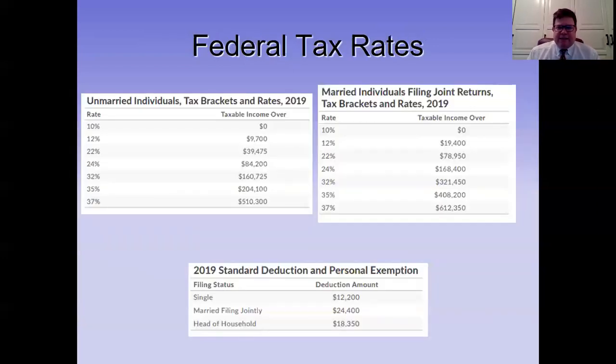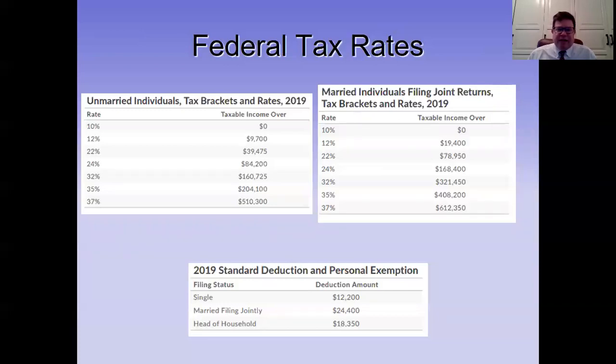So what about the tax system? I mentioned that there's a progressive and regressive tax system. We have a progressive tax system in the United States, which means that the more that you earn, the more you pay on your income. There are three general categories that we have: single, married filing jointly, and head of household.